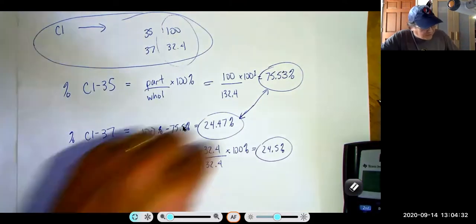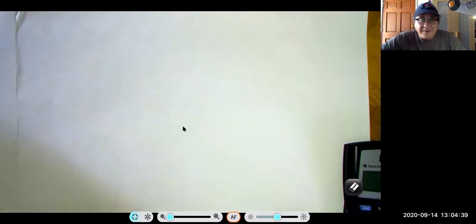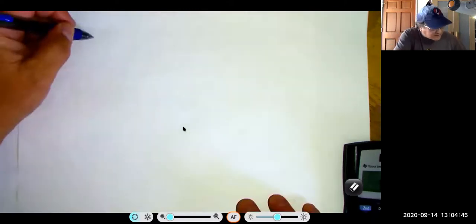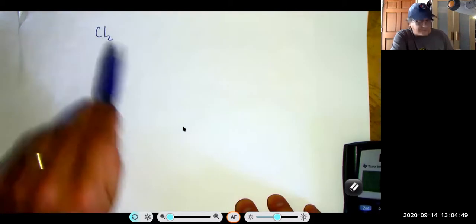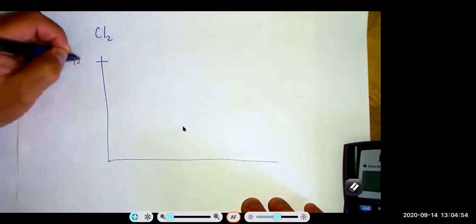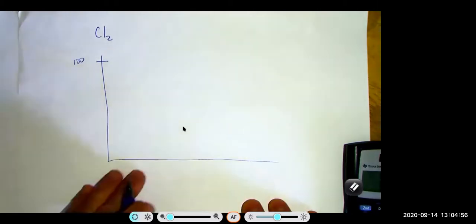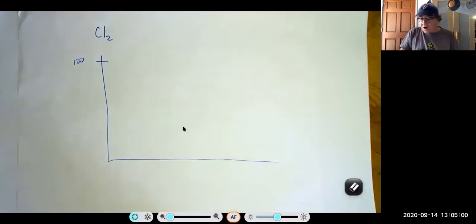So it's 75 and 24. So here's what I want you to do. This is part of your lab, and remember, it's okay to be wrong. What do you expect for the mass spectrum of Cl2? What are the masses you expect to see down here? And what do the peaks look like? Remember, it's okay to be wrong.